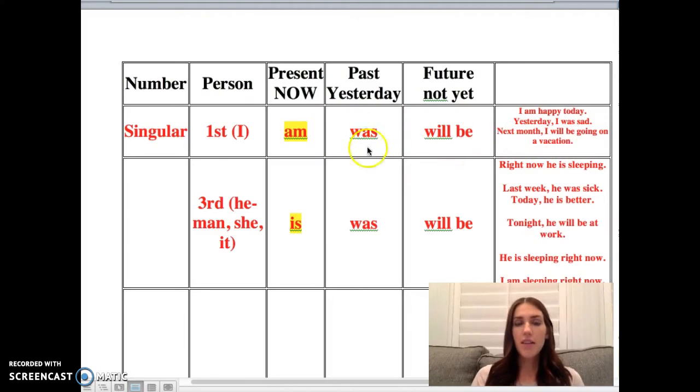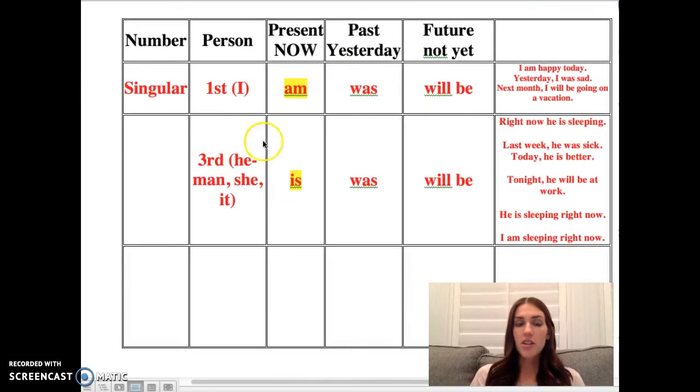So if you want to have me send this to you, if you want to screenshot it real quick, so you have reference of this chart. Third person is when we're talking about someone else. He, she, we're still talking about one person because we're still in the singular column. Okay, so it, the man, the woman. If we're talking about someone else, it's just one person, we use is if it's right now. She is walking past me. He is sitting on the bench next to me. It is hot outside right now.